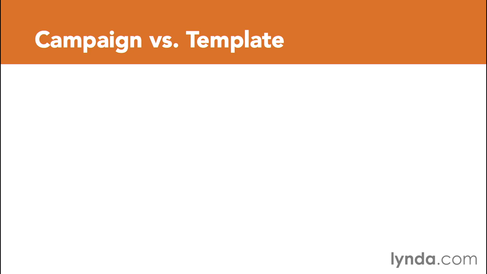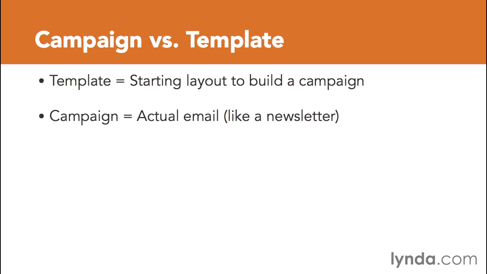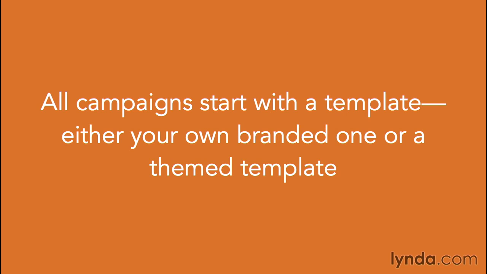The difference between a campaign and a template is this. A template is the starting layout for an email campaign that you will send. A campaign is the actual content you send to your list of subscribers. When you send a campaign, MailChimp will ask you what template you want to use.